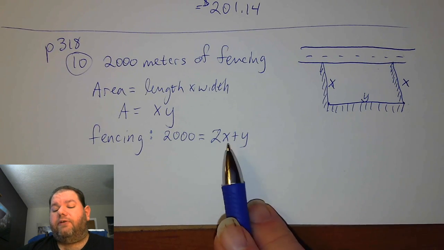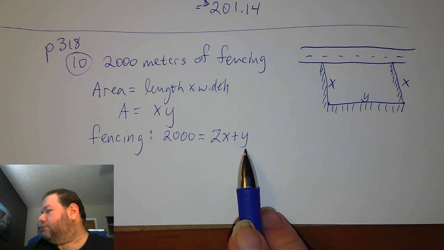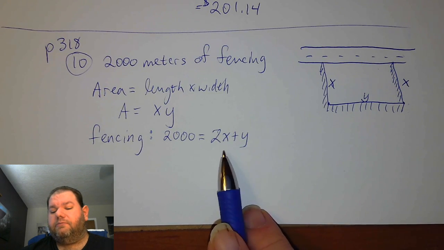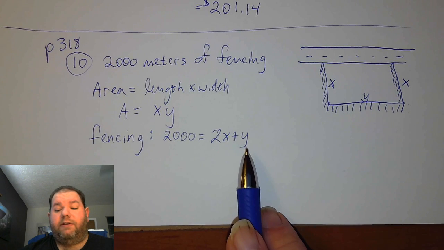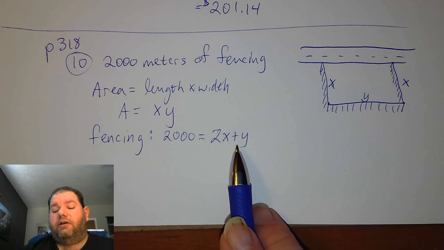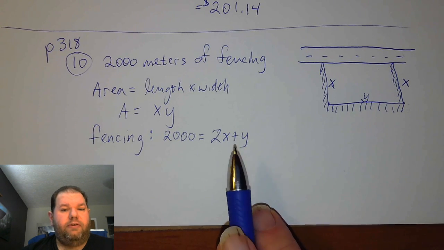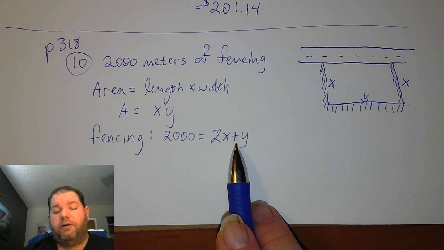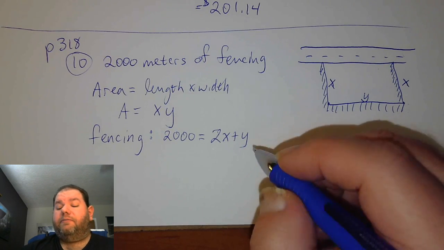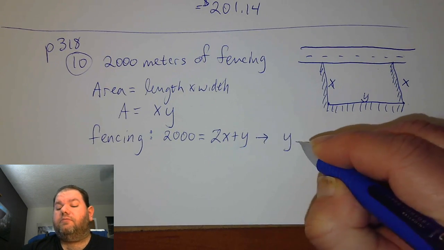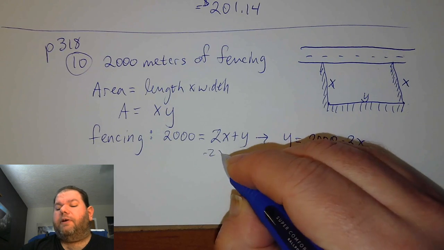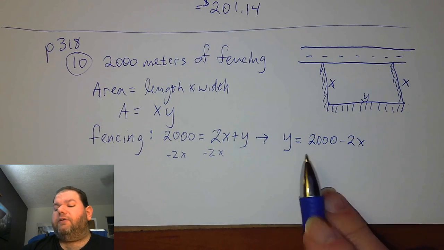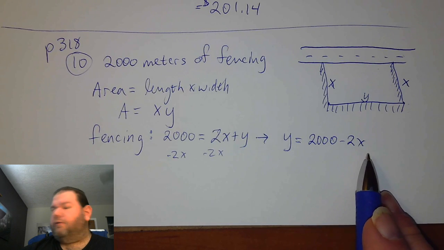Which of these looks easier to solve for, x or y? Yeah, y would generally be easier because it doesn't have a coefficient. If we solve for x, we'd end up with a fraction. So we definitely would prefer not to have a fraction in our problem. So let's solve for y instead. Okay, and we'll do that by subtracting 2x from both sides. So we can say y is equal to 2,000 minus 2x.